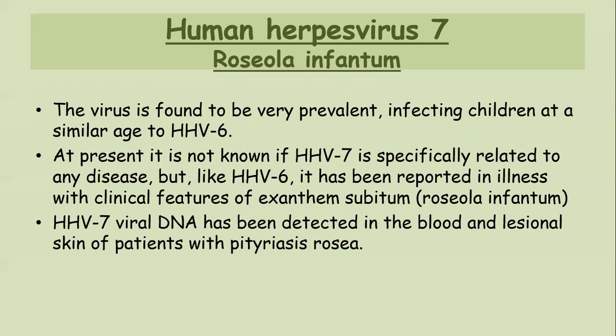At present, it is not known if herpes virus 7 specifically is related to any disease, but like herpes virus 6, it is reported in illnesses with clinical features similar to exanthem subitum or roseola infantum. So it will cause a disease similar to human herpes virus 6. Herpes virus 7 viral DNA is detected in blood and lesional skin of patients with P.